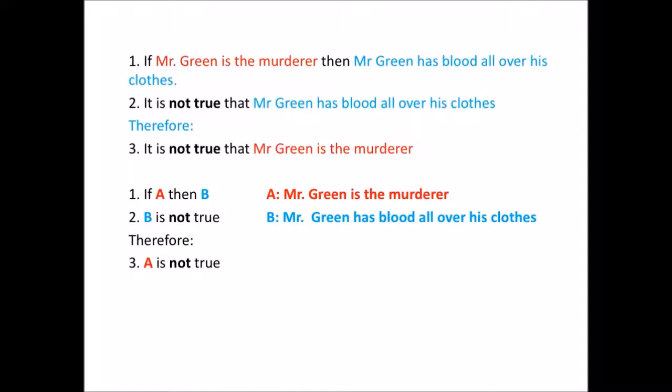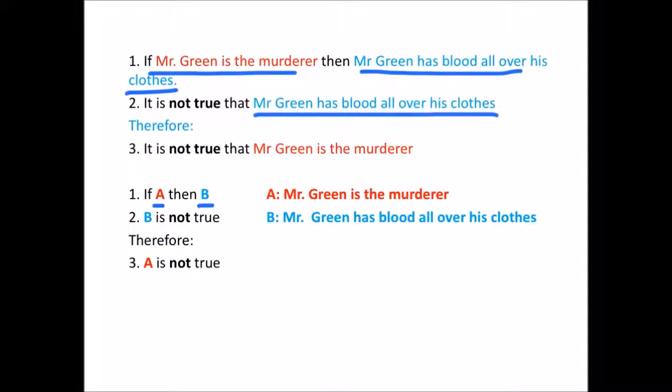Here's the second argument. If Mr. Green is the murderer, then he has blood all over his clothes. If A, then B. And the second premise tells us that B, the part in blue, is not true. B is not true. Green does not have blood all over his clothes. Conclusion, A is not true. Not true that Green is the murderer. I'll leave you to look at the next two slides for yourself to see how the other two arguments also fit this pattern.